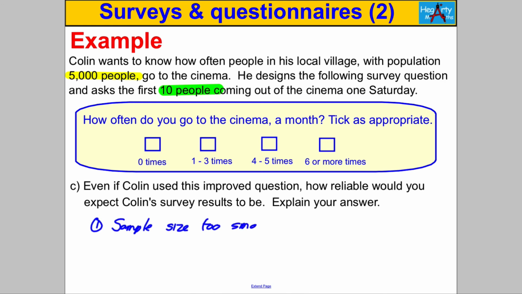So can you think of another one? Well, he is standing outside a cinema asking people how often they go to the cinema. Now, what about the people that never go to the cinema? They're never going to be coming out of the cinema, are they? So it's going to be biased towards people who go to the cinema. So biased, and you can just say as people coming out of the cinema are more likely to go more often.